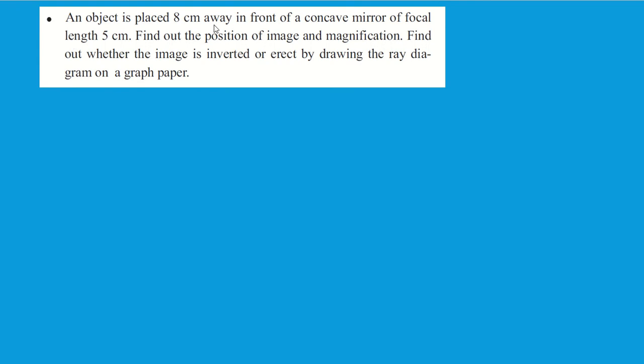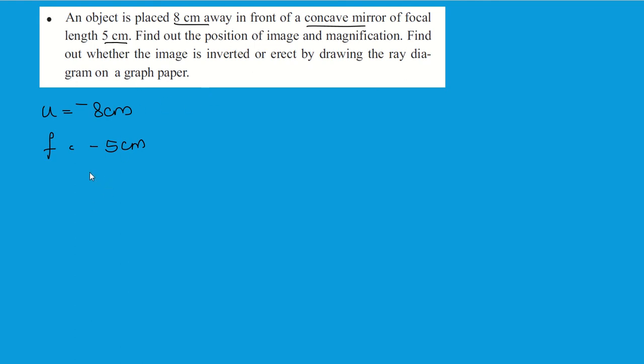Question. An object is placed 8 centimeter away, in front of a concave mirror of focal length 5 centimeter. Object distance is minus 8 centimeter. It's a concave mirror, so focal length is again minus 5 centimeter. Find out the position of image and magnification. Find out whether the image is inverted or erect by drawing the ray diagram on graph paper.